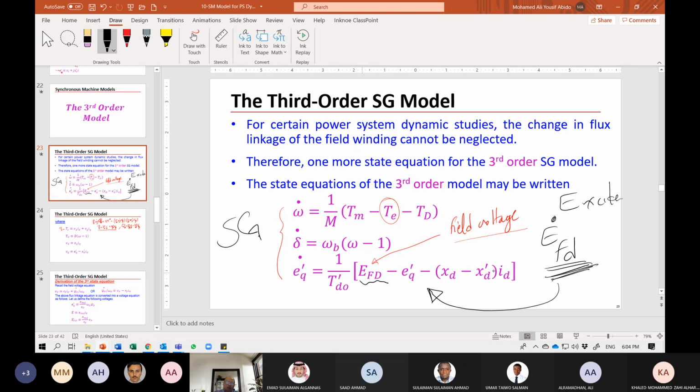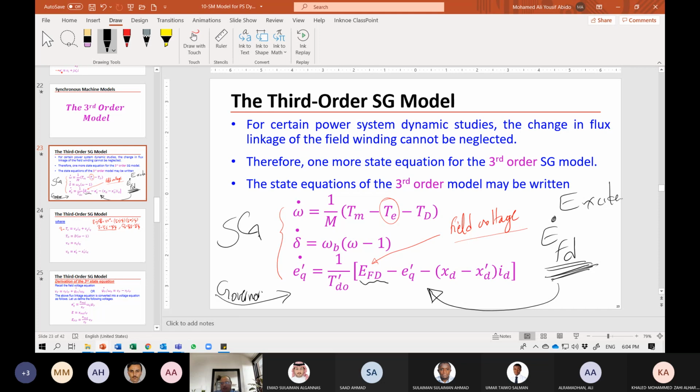If we also need to consider the mechanical part of the governor, we will add another differential equation here. What will this equation be? What do you think? If we consider also the governor, what would be the differential equation that would be added here?